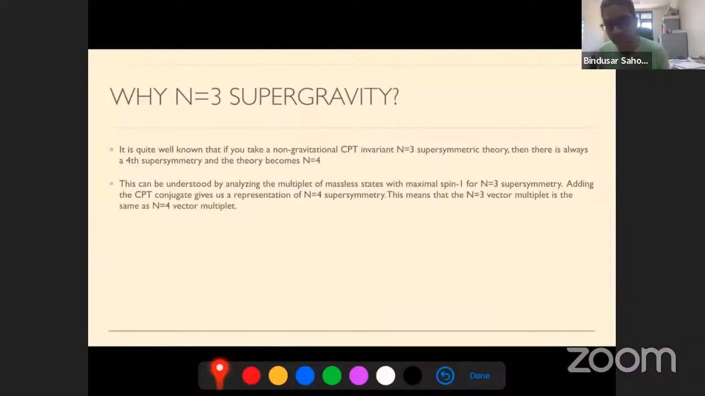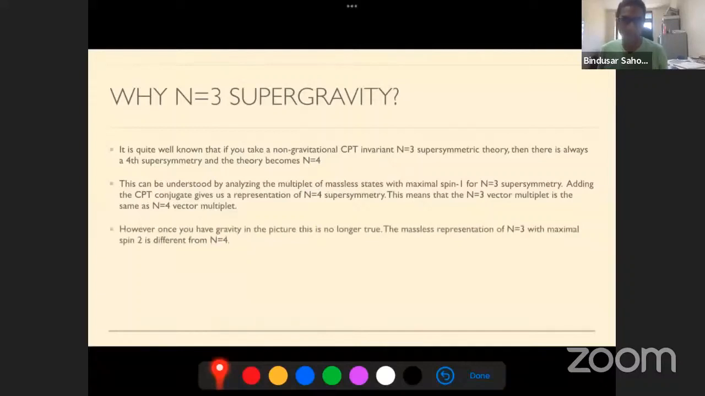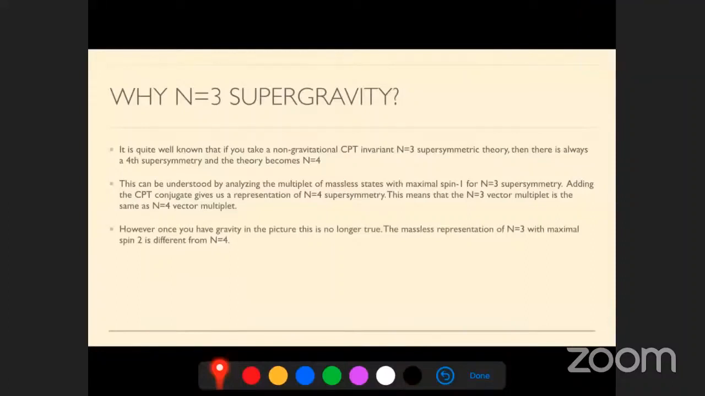Okay, and this means that the N equal to 3 vector multiplet is the same as the N equal to 4 vector multiplet. However, once you have gravity in the picture, this is no longer true. In fact, the massless representation of the N equal to 3 supersymmetry algebra with maximal spin 2 is different from N equal to 4.